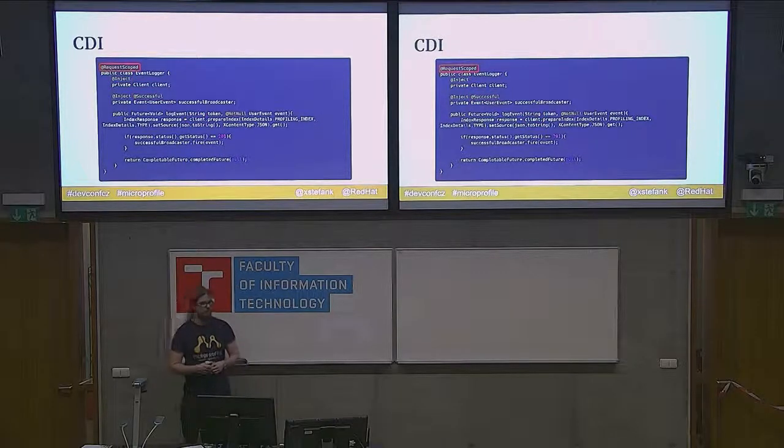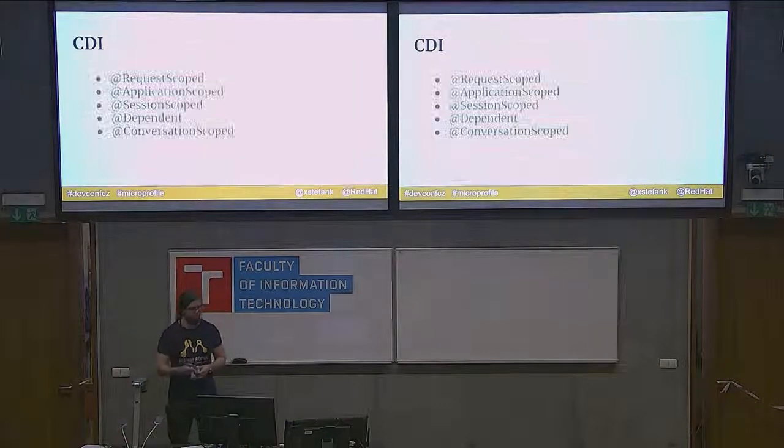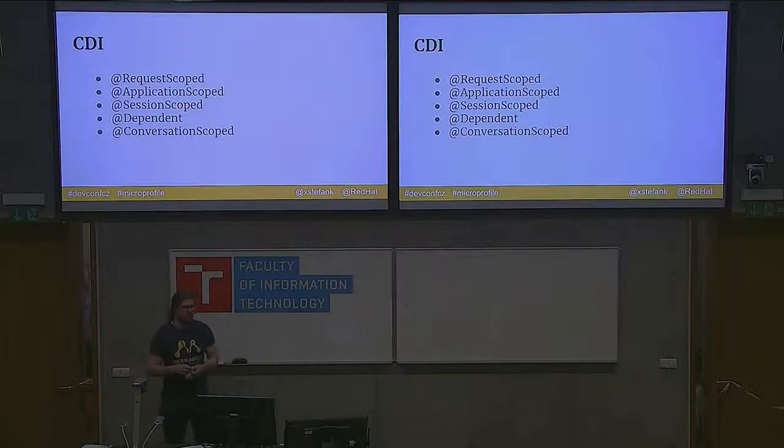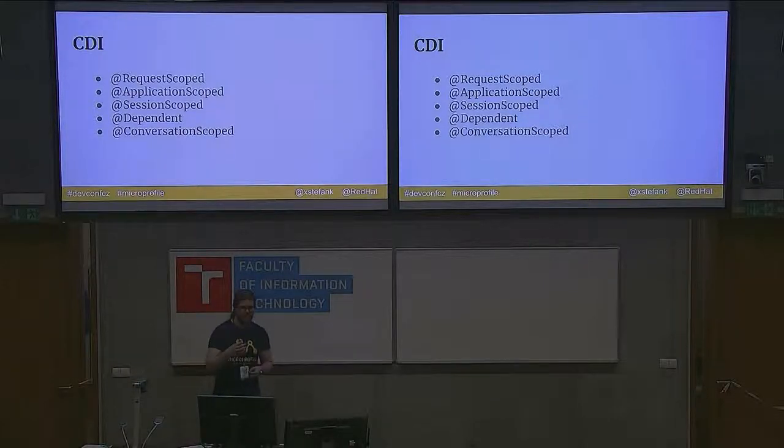So how you can define a bean, it's in two ways. You can annotate it with some scope. The most useful ones are request scoped and application scoped. And this basically just defines how long the bean is going to exist. Request scope will create a new bean for each individual server request. There are also other scopes that you can use, but I will only mention the dependent one, because this is the default one, and it just says that the bean has the same scope as the bean where it is injected. So it can change depending on where the injection happens.